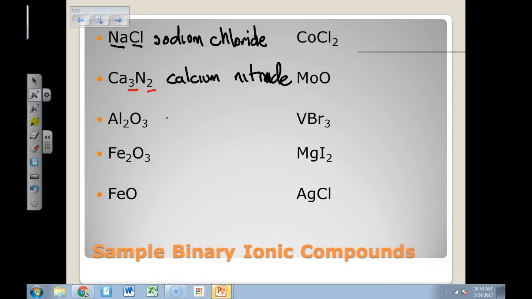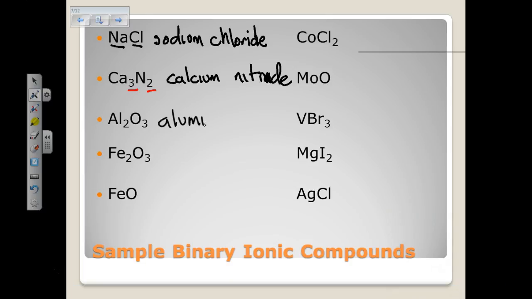So this is aluminum oxide. Now, here we have a transition metal. So remember, the rule with transition metals is that we need to put the charge in parentheses of the transition metal when we name it.